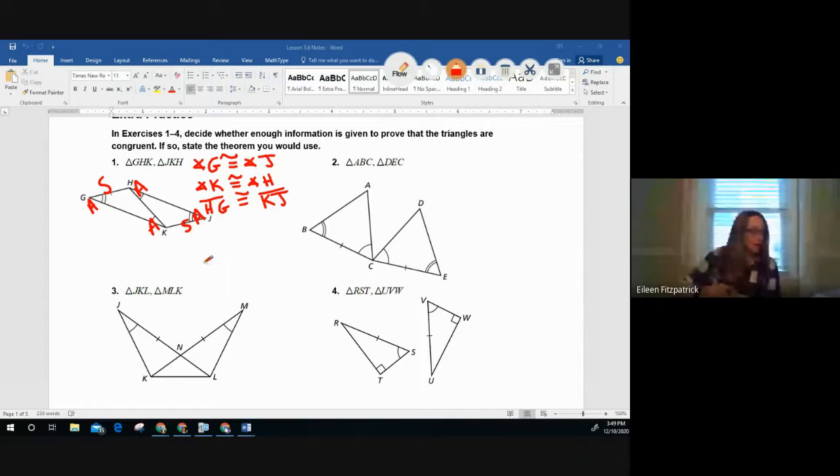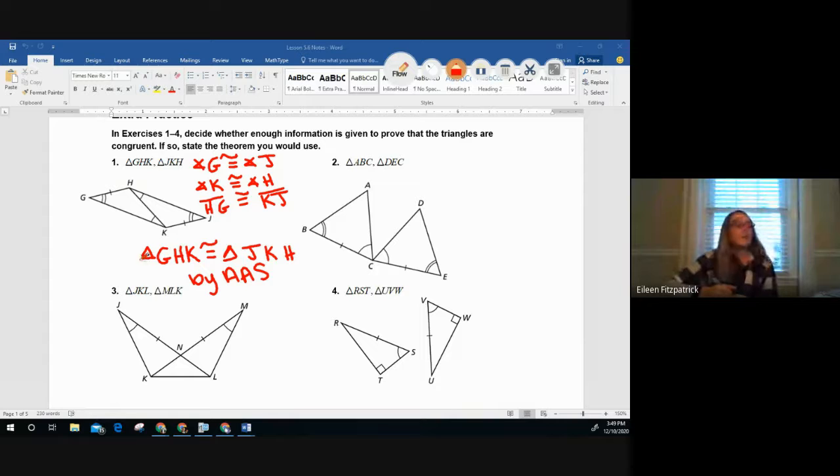Let me erase so I make sure I name this correctly. Triangle GHK is congruent to triangle, and make sure you match up the corresponding pieces. It's going to be J, because that matches up with G. Then what matches up with H? It would be this K over here. And what matches up with this K? This H there. So JKH by angle, angle, side.